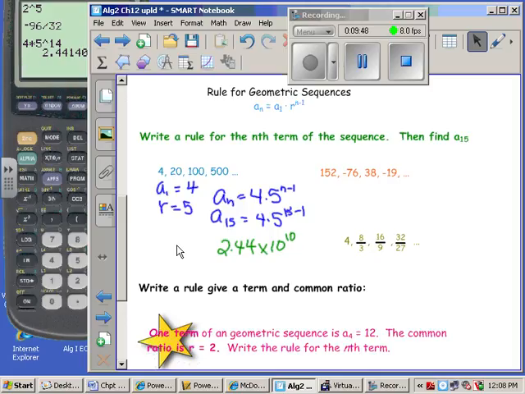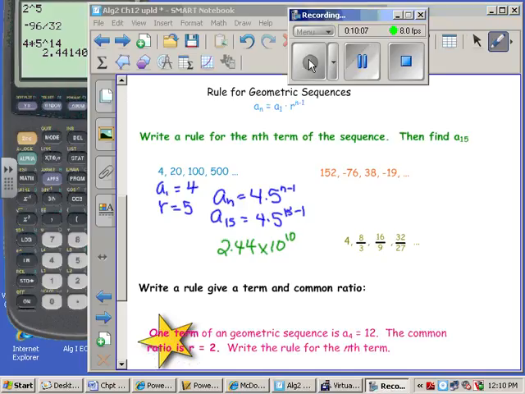Geometric series get really big or really small really fast. This thing is pretty small. That'd be a sub 15. Yes, please do a sub 15 after you're done.